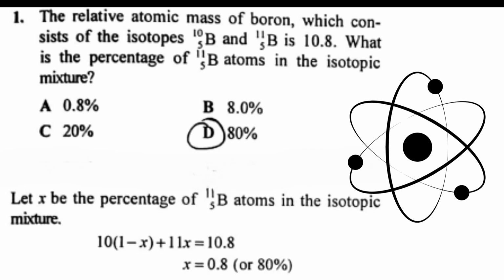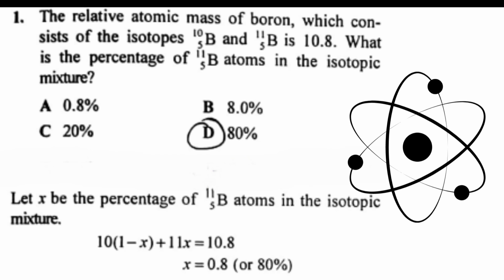So let's define X as the percentage of boron 11 in the mixture. That means the percentage of boron 10 will be 1 minus X, because the total has to add up to 100%. Average atomic mass can be calculated by taking the weighted average of isotope masses. So our equation is 10(1 - X) + 11X = 10.8. Here 10 is the mass of boron 10, 11 is the mass of boron 11, and 10.8 is the average atomic mass of boron.